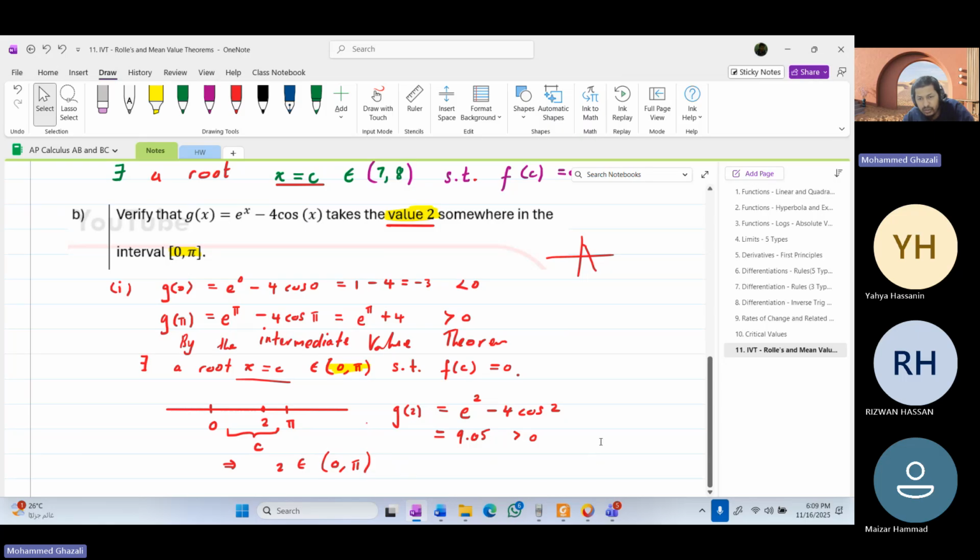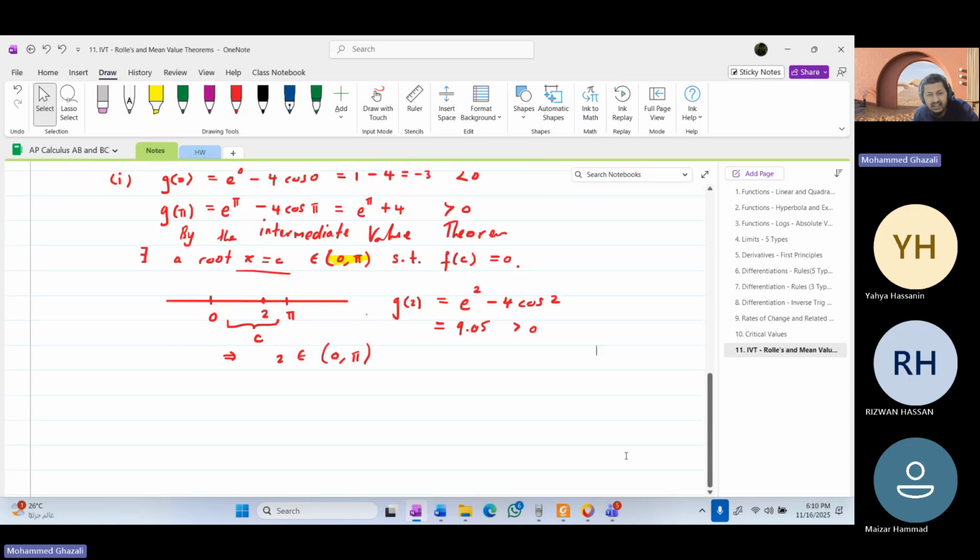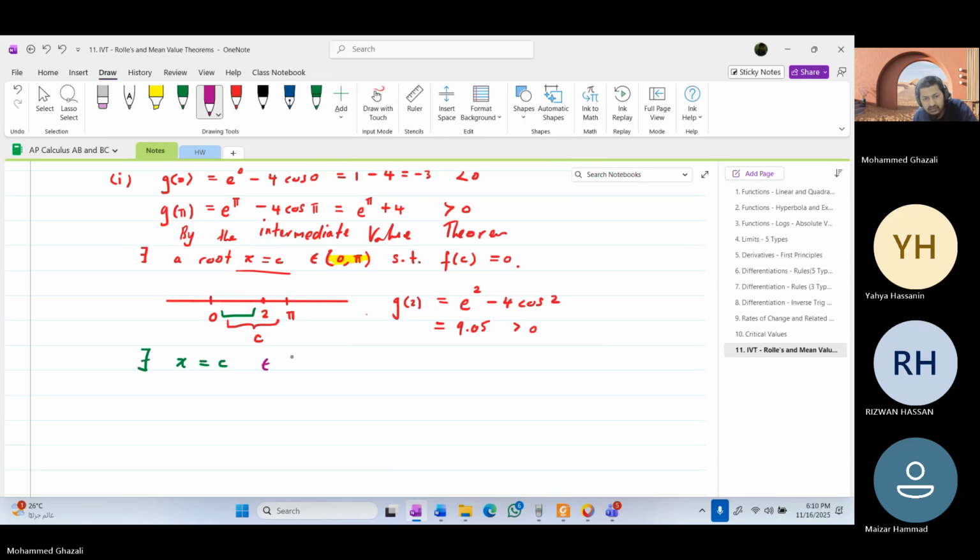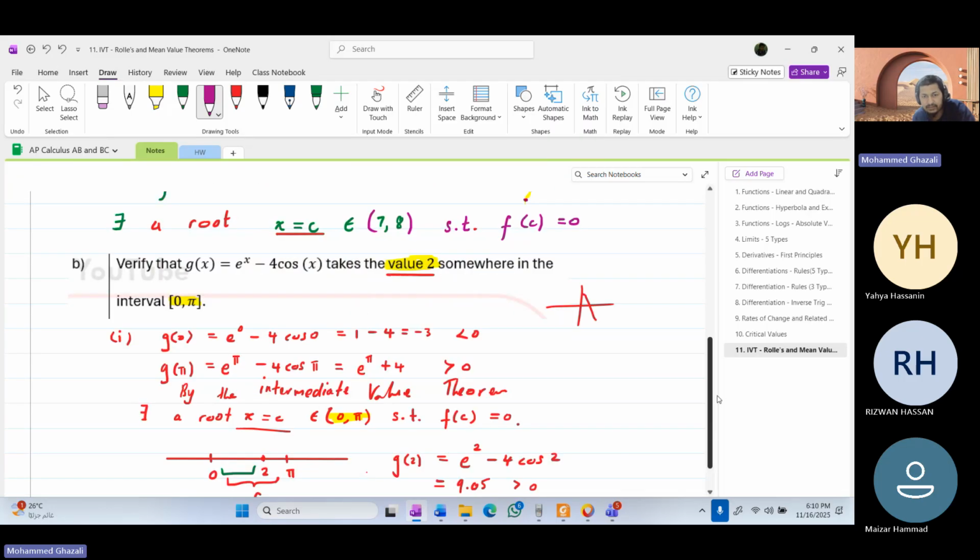Wait a minute. We got 9.05. So even better, because the 2 was given, we can say that the answer is between 0 and 2. The value of c is even better because it's between 0 and 2. So now you can say there exists x equal to c with c an element from 0 to 2, such that f of c is equal to 0. You shortened the interval because of the 2. Instead of 0 to pi, now you made it 0 to 2. You get it? That's the whole idea of the 2 there.